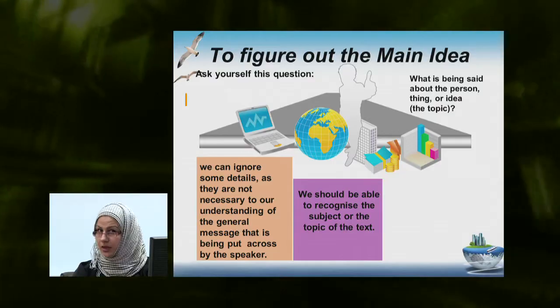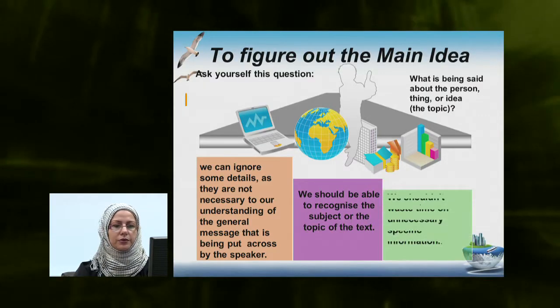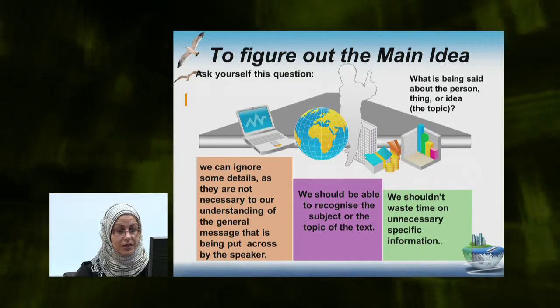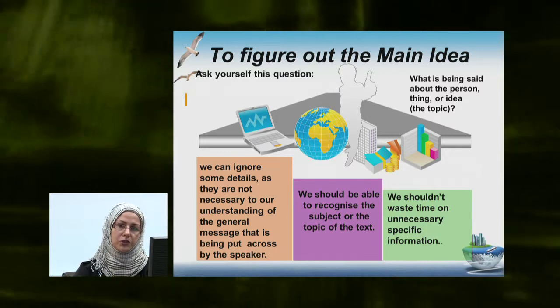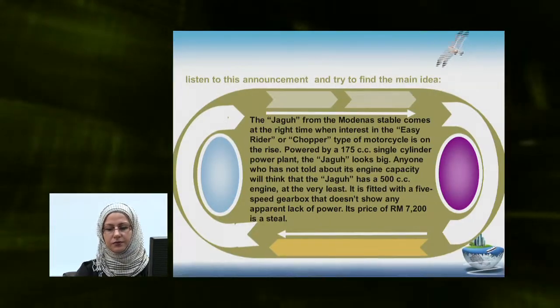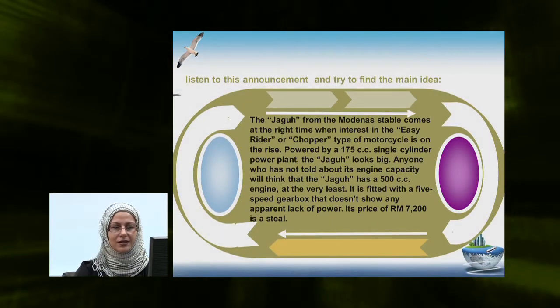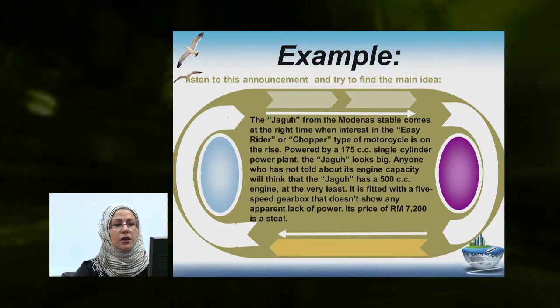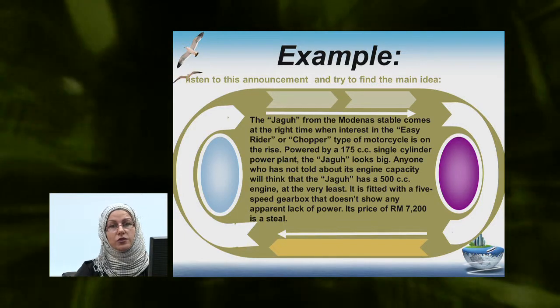We should be able to recognize the subject or the topic of the text using our background knowledge here. And we shouldn't waste time, obviously, on unnecessary, specific information. Let's have some practice. Here is an example. Listen to this announcement and try to find the main idea.